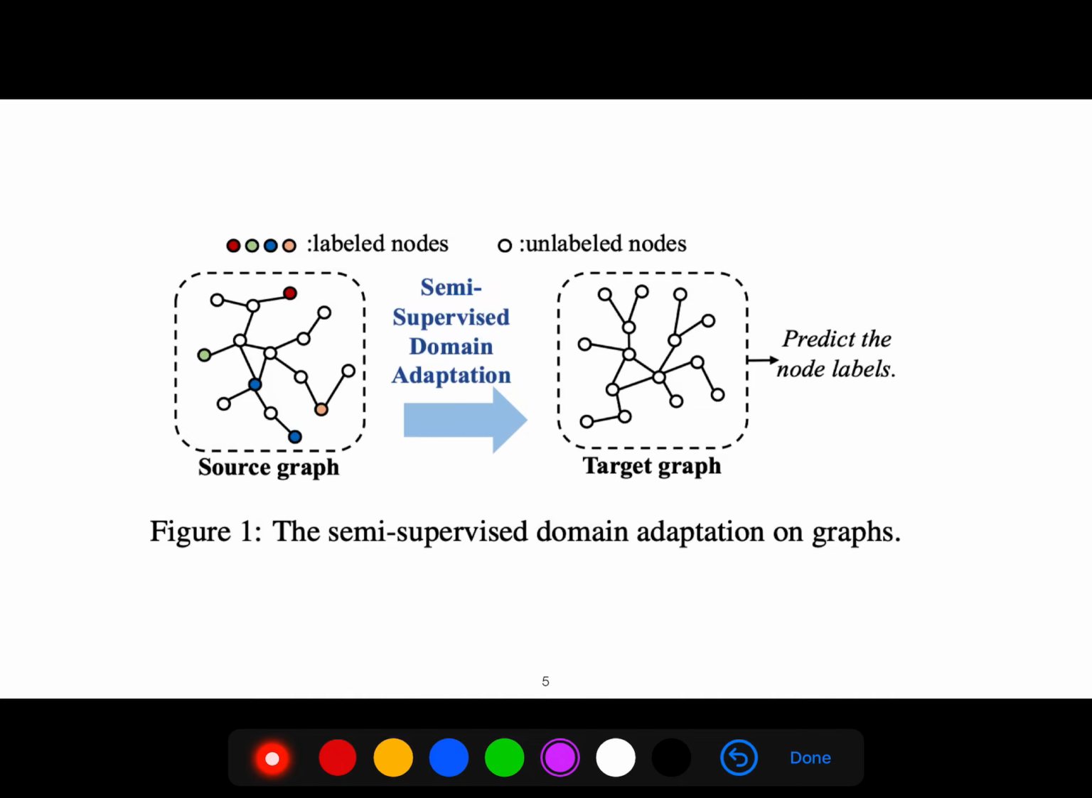So this is the semi-supervised domain adaptation. In the source graph, you have some labeled nodes, but on the target graph, there are no labeled nodes. This is one way that you can formulate semi-supervised, but this is not the only way.